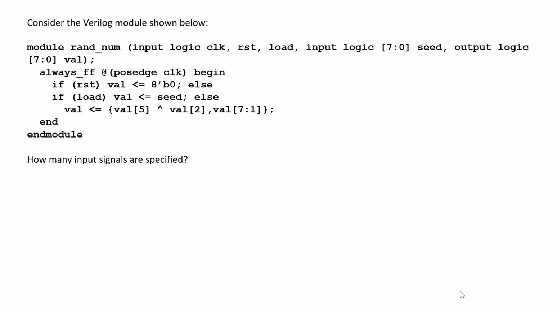The first question, I think it was just 5 questions, said, how many inputs are specified in this module? So there's a clock, reset, load, seed. Those are the inputs, right? So 4: 1, 2, 3, 4. And then there's one output.